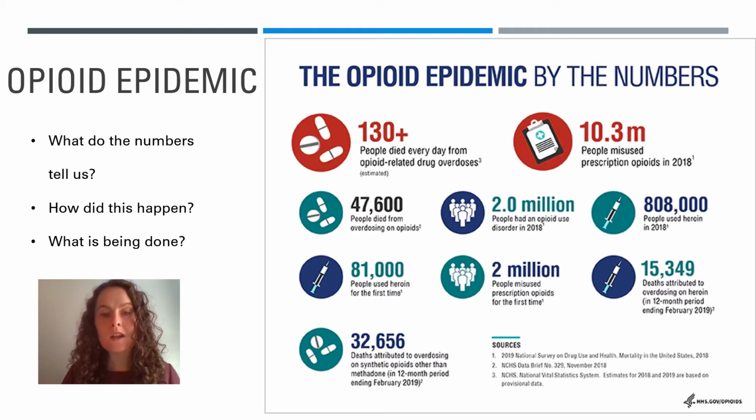Well, if we look at this chart here, over 130 people died every day from an opioid-related drug overdose. And in 2018, 10.3 million people misused prescription opioids. So how exactly did this even happen? Well, back in the 1990s, doctors began prescribing this medication more frequently. That's because drug companies reassured doctors that these drugs were perfectly safe and non-addictive. It wasn't until the data started to show otherwise that people became concerned.